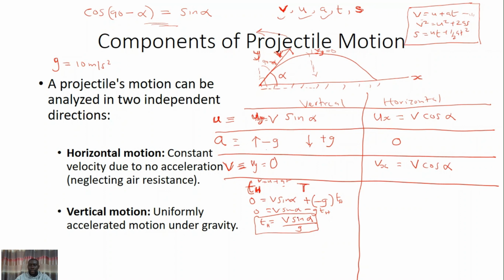Now, for us to calculate the total time of flight, the total time of flight will be equal to the time to reach the maximum height and the time to come down to the level from which it started.